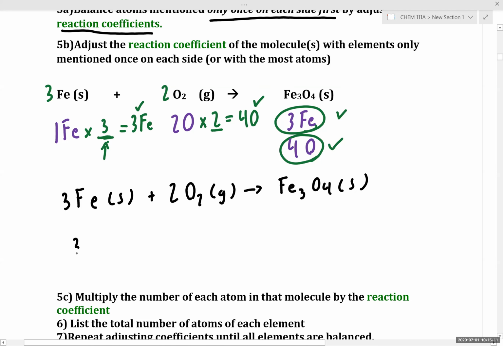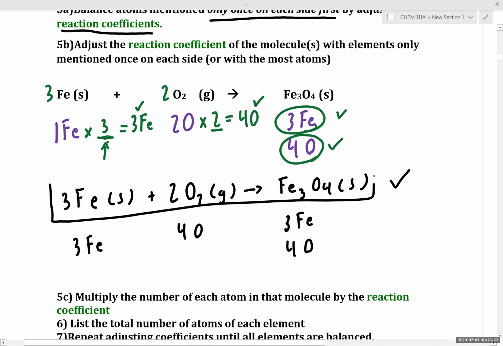And we can check, we have 3 iron and 4 oxygens on the left. We have 3 iron and 4 oxygens on the right. So this equation is completely balanced.